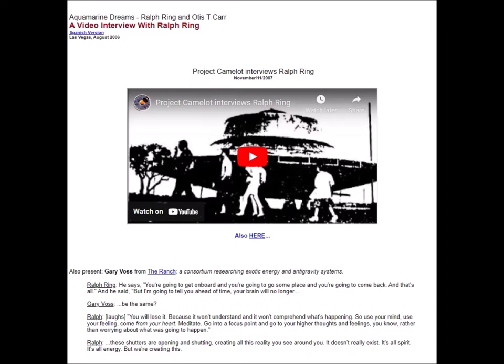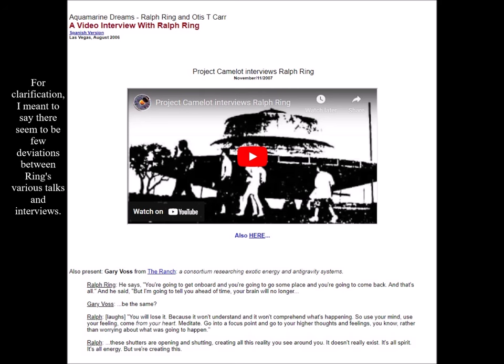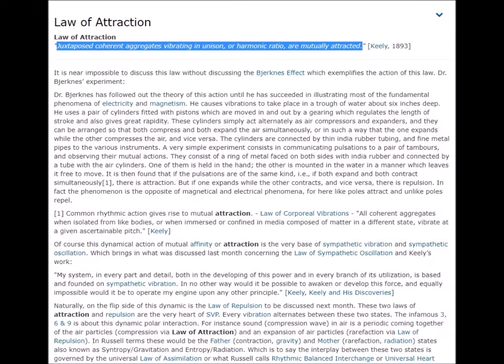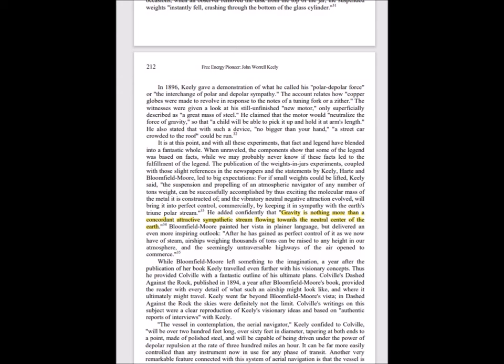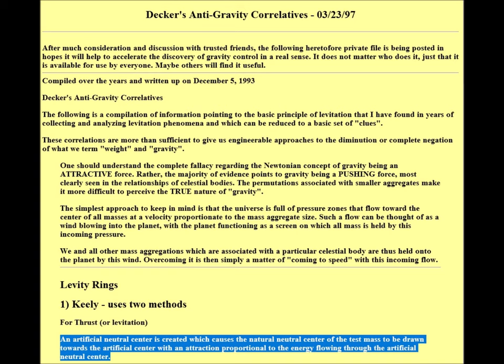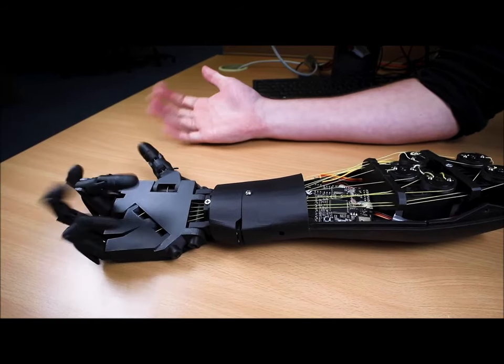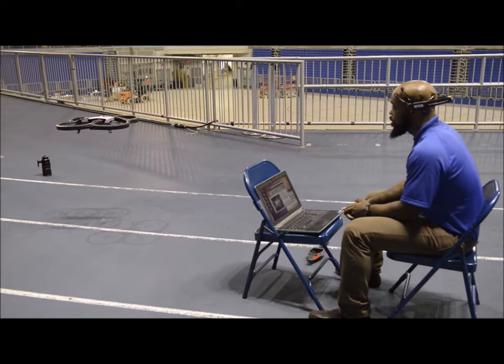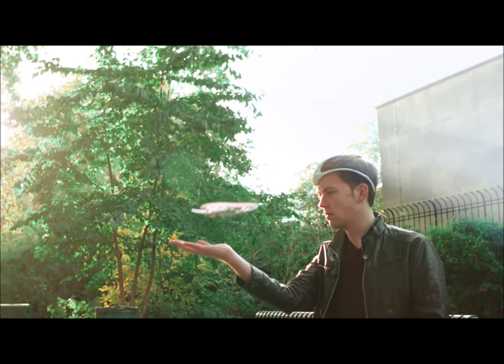Ring's account is certainly extremely detailed and has been consistent throughout all of his appearances. To my knowledge, there have been few significant deviations of details amongst his discussions. And further, his claims of a resonating craft do seem to line up with some of John Worrell Keeley's assertions of resonance, sympathetic attraction, and the natural and artificial neutral center concepts. We also now know that even the incredible symbiotic technology is a reality today. Is everything that we see now something that has been done before, or perhaps decades earlier?